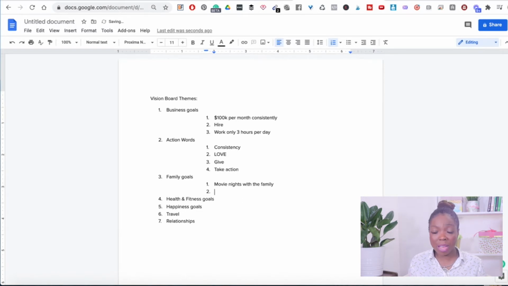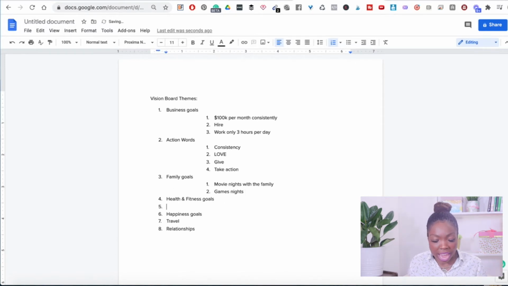And the second thing that I have on my vision board is game nights, because these are very important to my kids. These are the things that allow them to feel loved. Quality time is their love language. So we have movie nights every single week and game nights every single week as well with our family.